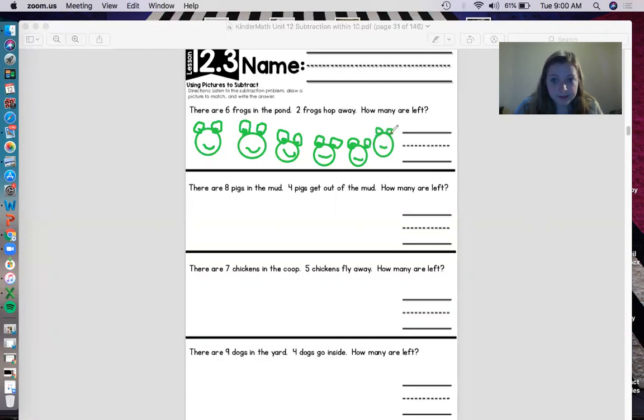All right, so I got my six frogs. Next, what they want us to do is to show two frogs hopping away. So I want you to grab your pencil. And how many frogs are we going to cross out? We're going to cross out two. One, two. So how many are left? Let's see. One, two, three, four. So there are four frogs left on the pond. So six take away two is four.